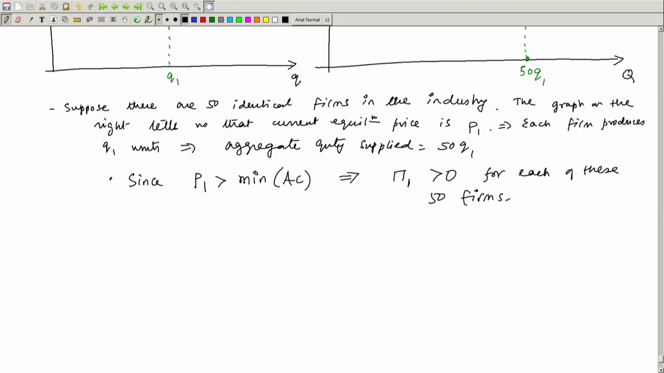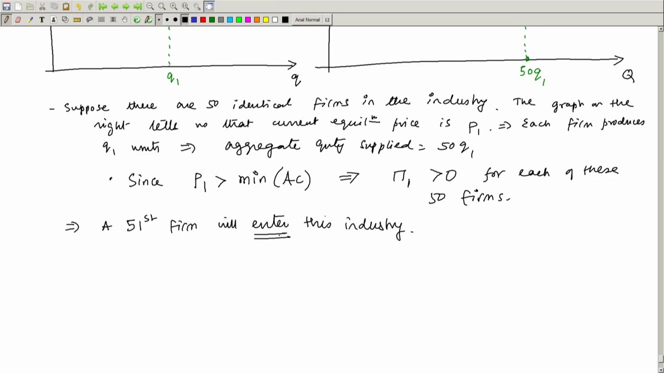Well, what does that then mean? If each of these 50 firms is earning positive profit, a new firm which has some amount of capital and is looking to enter an industry will look at this industry and say that here I see firms making positive profit, so I want to enter this industry. So, a 51st firm will enter this industry, right. Now notice we are moving away from the short run to the long run, because now we are allowing firms to enter the industry, right.